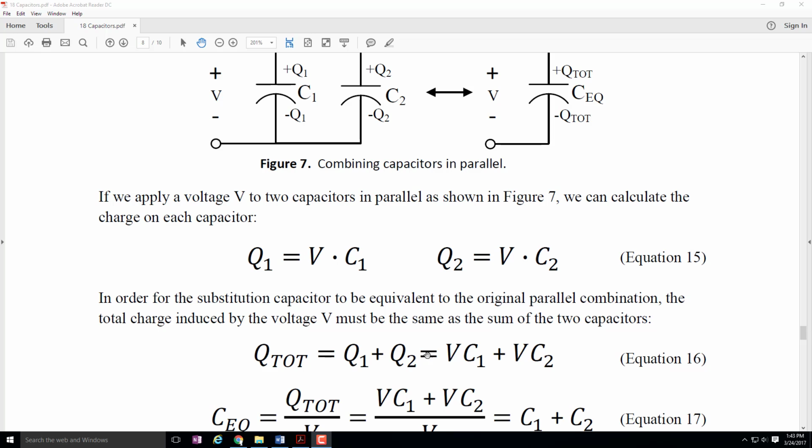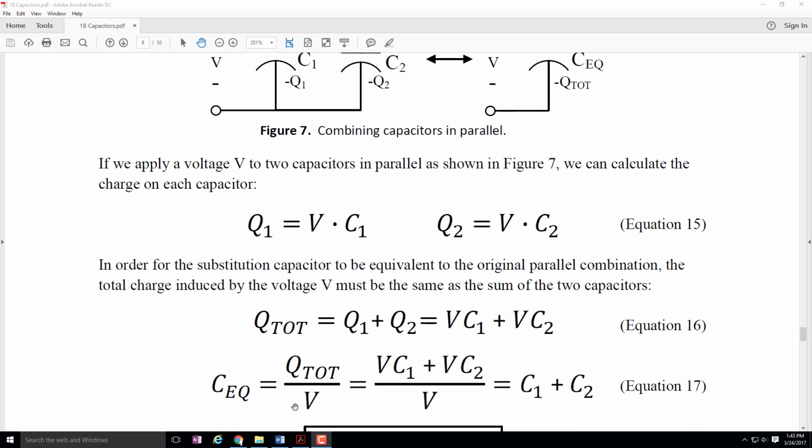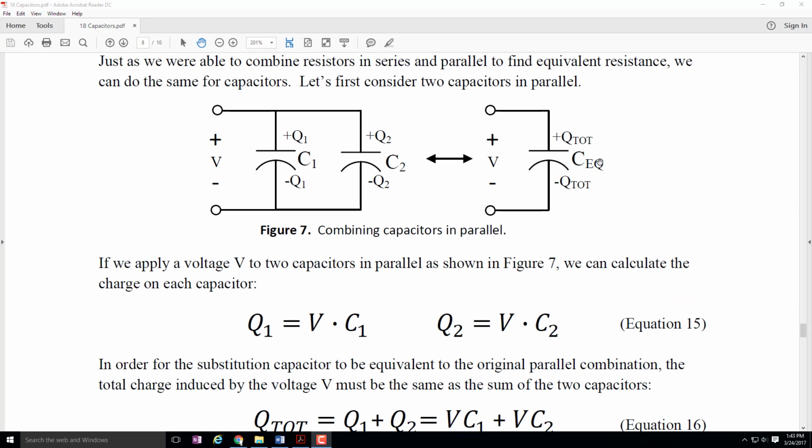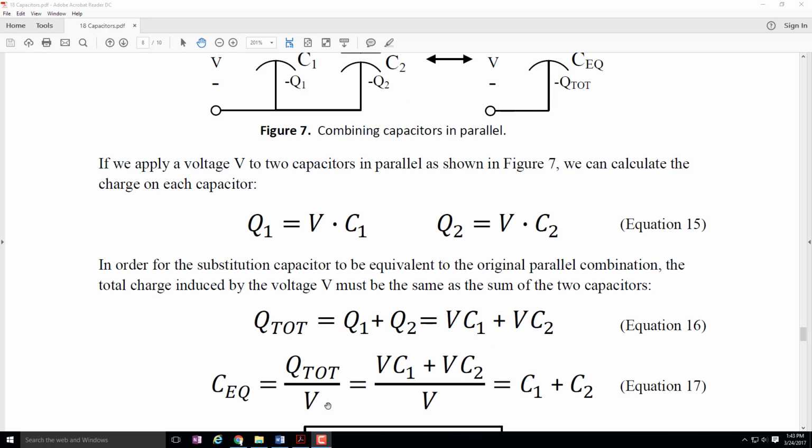I also know that the definition of capacitance is the charge divided by the voltage. So for this equivalent capacitor, it will induce a total charge Q tot when a voltage V is applied across it. So C equivalent is defined to be Q tot divided by V. Well, we have an expression here for Q tot, VC1 plus VC2, and then that's going to be divided by V. So the V's are going to cancel. We're left with just C1 plus C2.